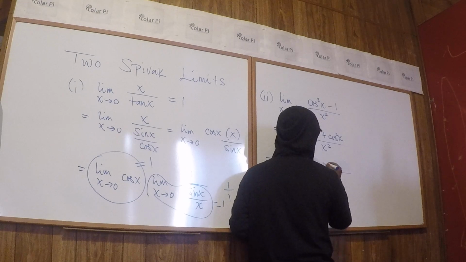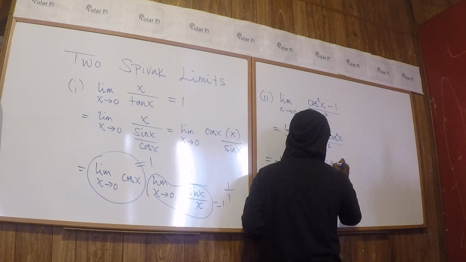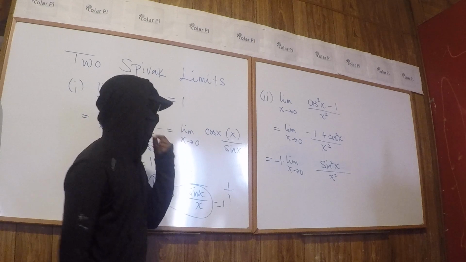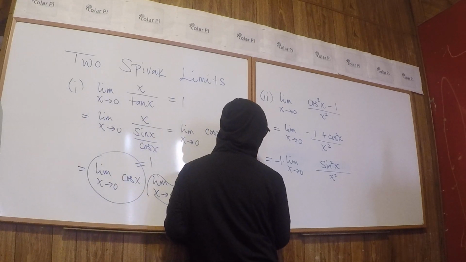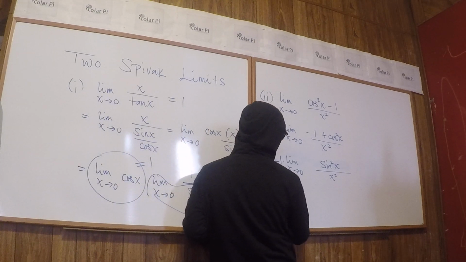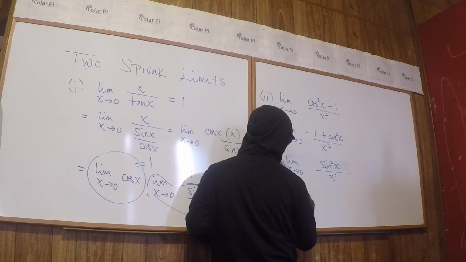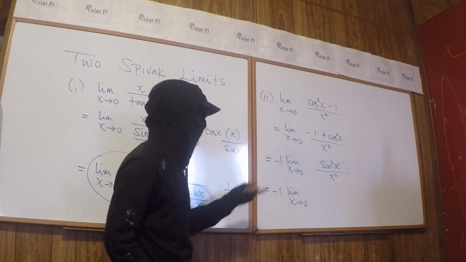So 1 minus cosine squared, as I said, is sine squared, all right? We need the space, that's why I'm having to erase and all that good stuff. So we go, all right, this is -1 times limit as x goes to 0. Now we should see where to go.